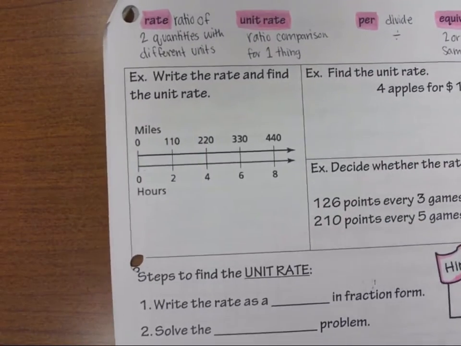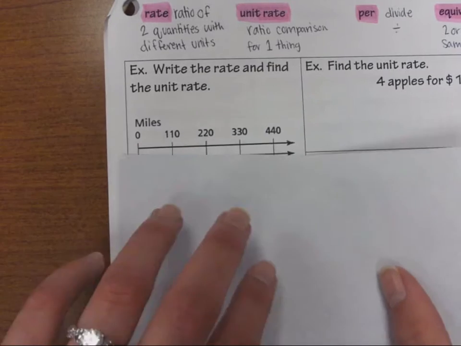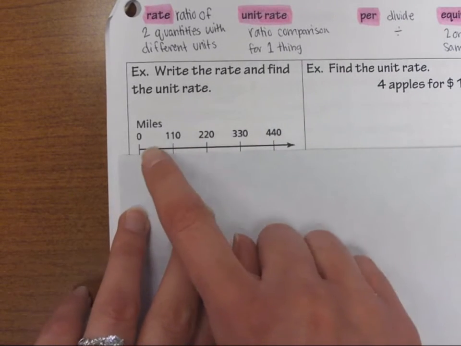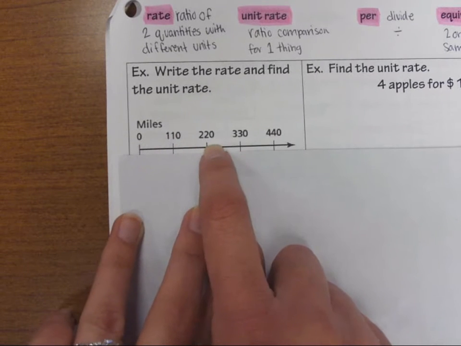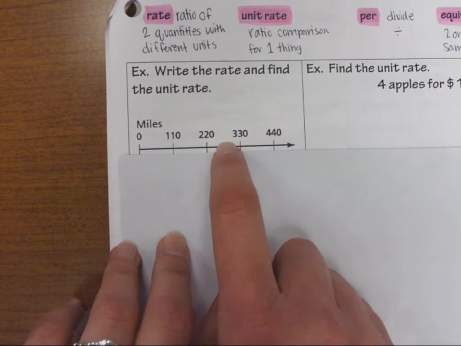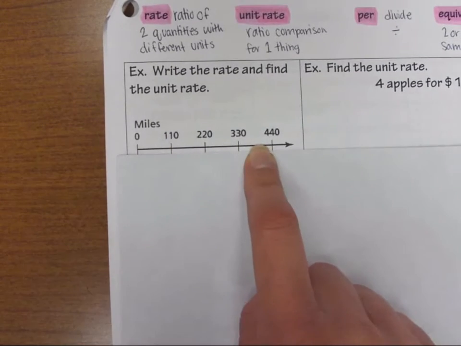So with our rates, let's look at a few examples. So first, right here, I have a double number line, is what this is called. So if we look at this and cover part of it up, I can see that this is a regular number line talking about miles, so that's a distance. I can go 110, 220, 330, 440 miles. Okay, somewhere in here, that would take you to about Salt Lake. This is a distance, how far we're traveling, okay?